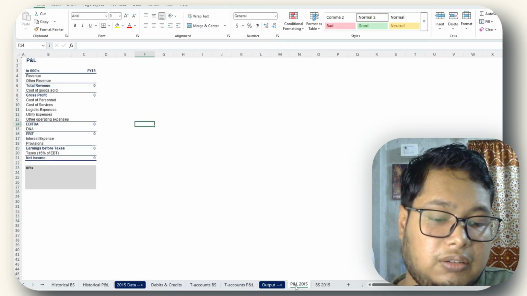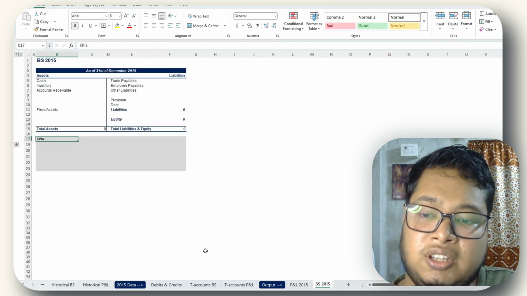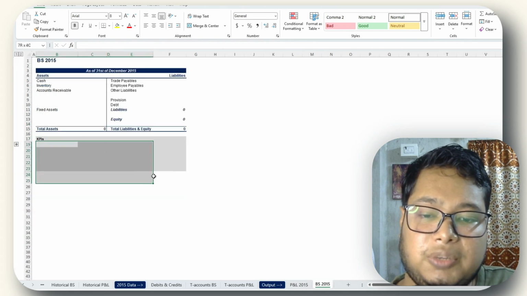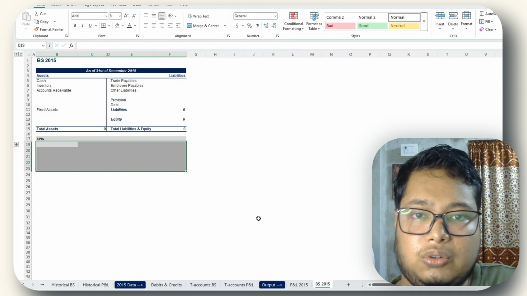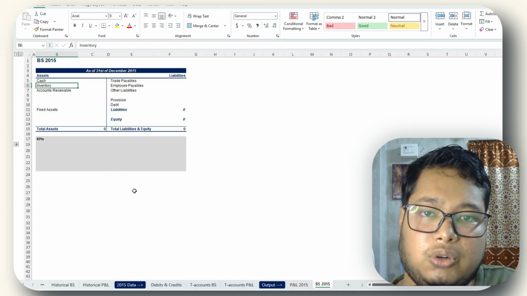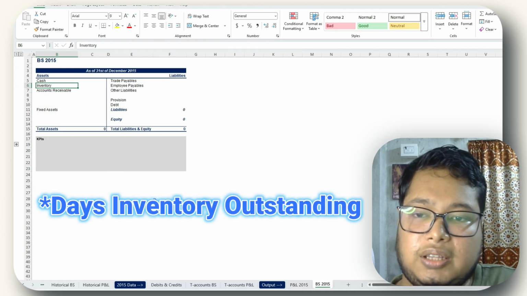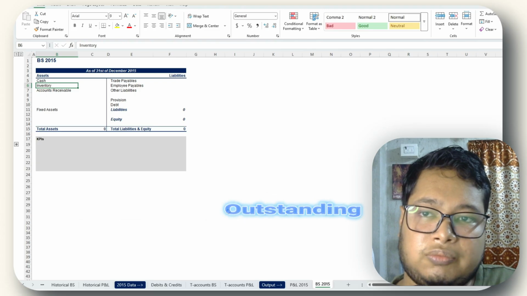After doing that, we have to create a PNL statement based on those records, as well as a balance sheet with some KPIs. KPIs means here we have to calculate some financial ratios, like for the balance sheet, for example, DIO, DPO, days inventory, payables, and DSO.